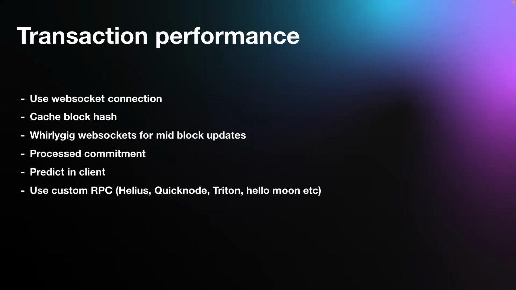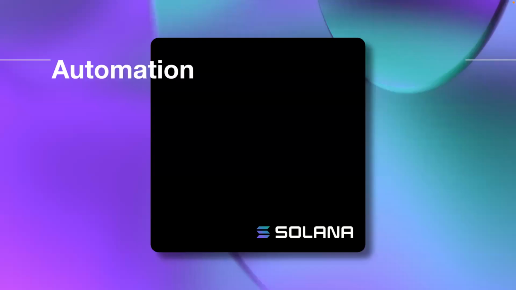And then of course, use a custom RPC node, because the mainnet and the devnet RPCs are quite slow. There are some, like QuickNode, Helius, Triton, and Hello Moon, for example, that you can check out.